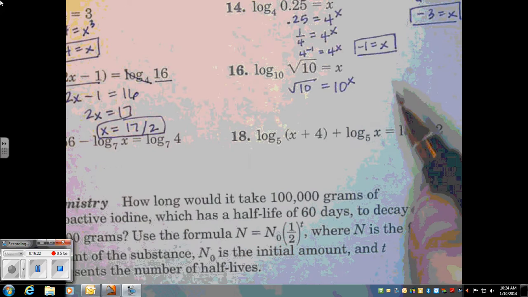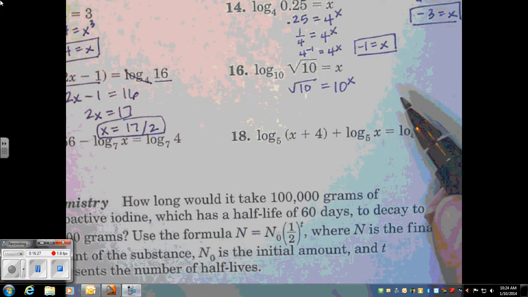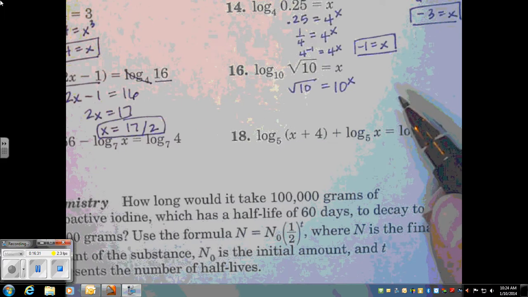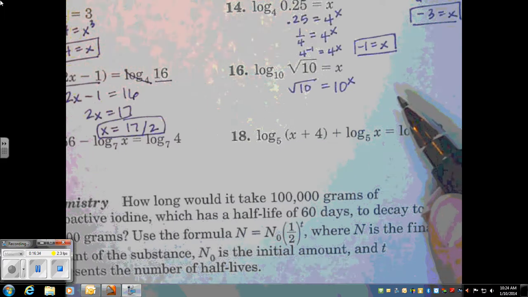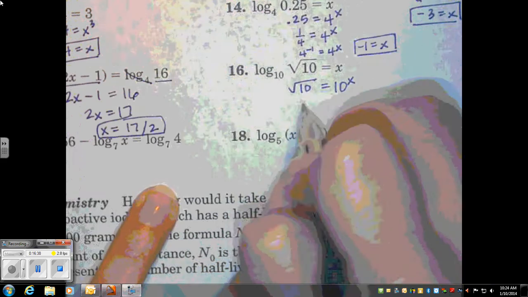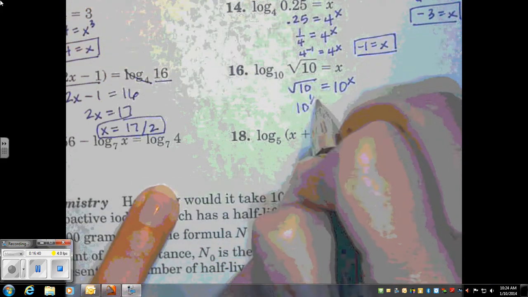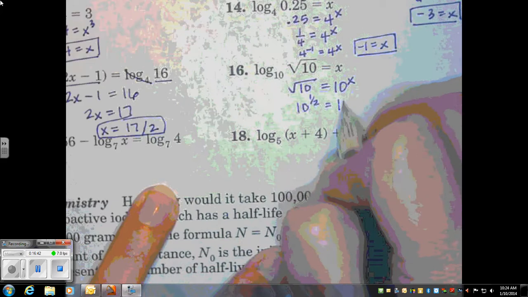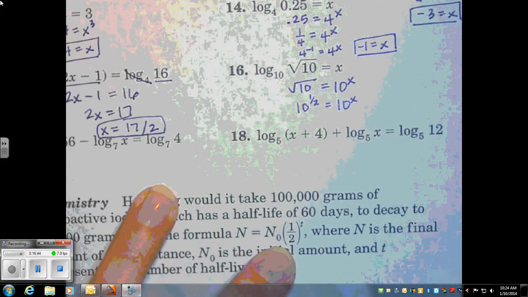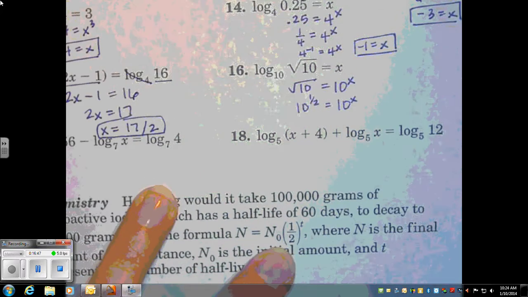If anybody else gets... What can we do to get both of these to have a base of 10? Square the left side, square the other side. No? Isn't radical 10, can't we do inside over outside? Isn't that 10 to the 1/2? Oh, now we see it. That thing that we did like 2 days ago. Yep.